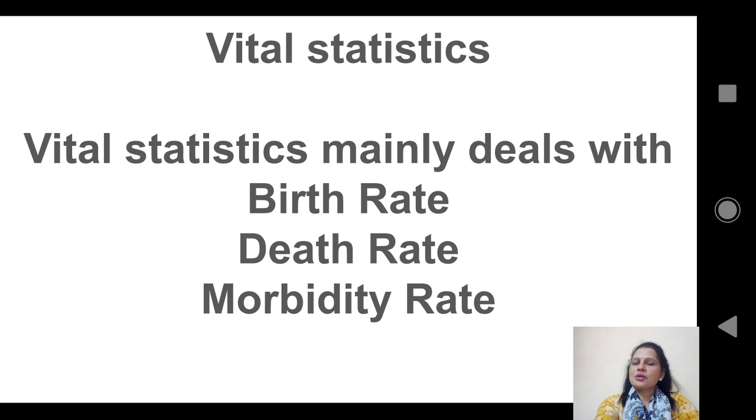That is because vital statistics deals with the human population. In other words, it deals with the events that happen in human life. Now, this particular statistics mainly deals with birth rate, death rate and morbidity rate. In general, we call these rates vital rates.